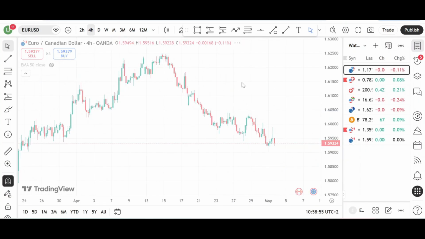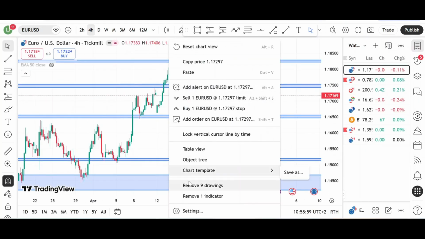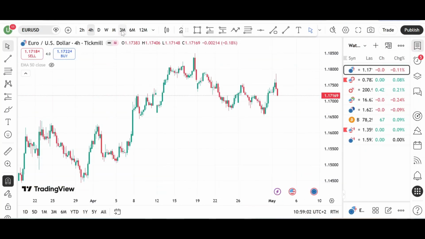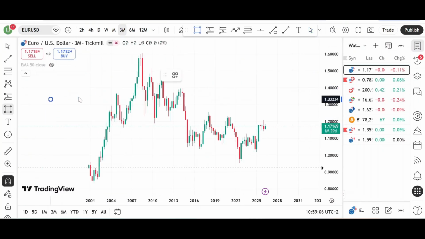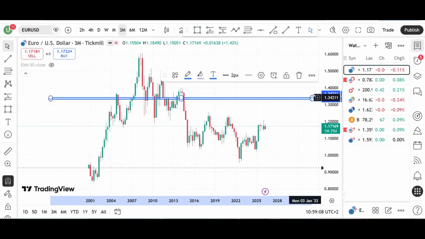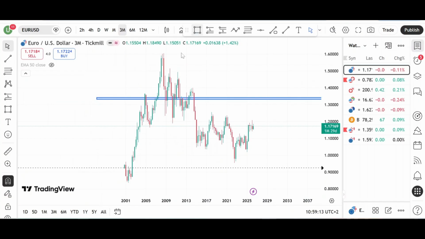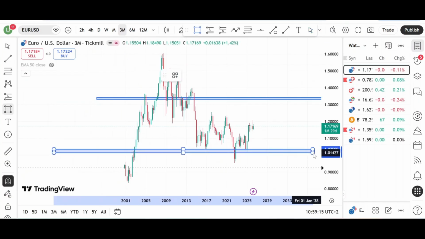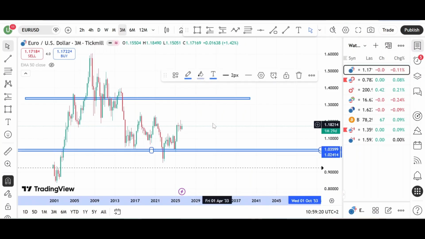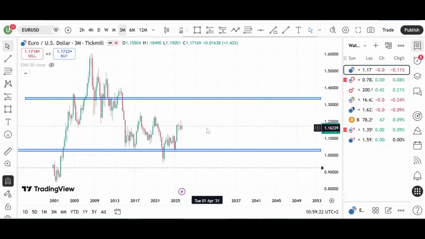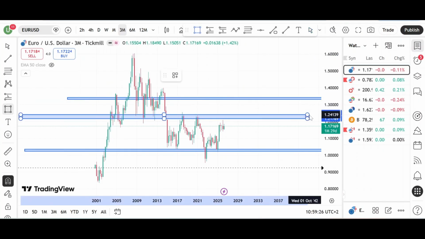So let us start with EURUSD. You can see here, this is EURUSD. Let us start with the 3-month time frame. As you can see, this is the 3-month upper zone. This is the 3-month lower zone. This is the 3-month midway zone.